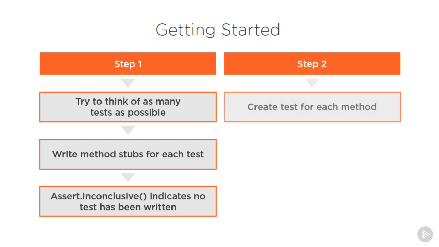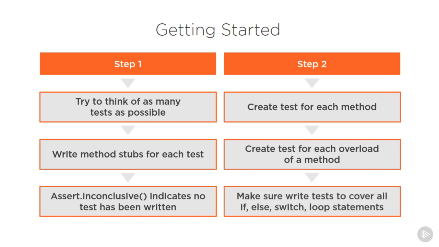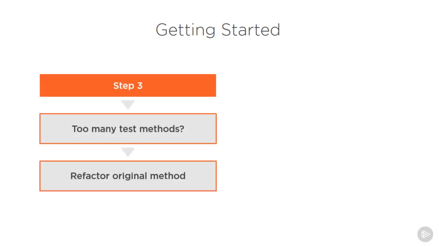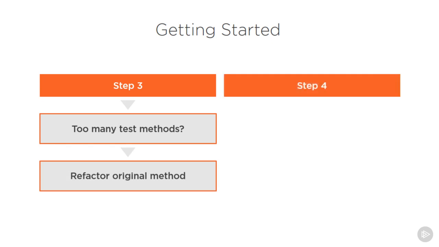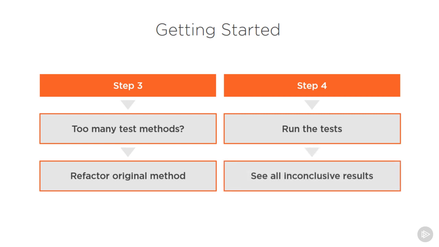Step 2, create a test for each method, create a test for each overload of a method, and make sure you write tests to cover all the else, if, switch, case, loop, all those different types of statements. Step 3, do we have too many test methods? Well, if we do, maybe it's time to refactor that original method. Maybe break it down a little bit more. Step 4, let's start running the tests and see all the inconclusive results as a clue that we still have to write all of those.